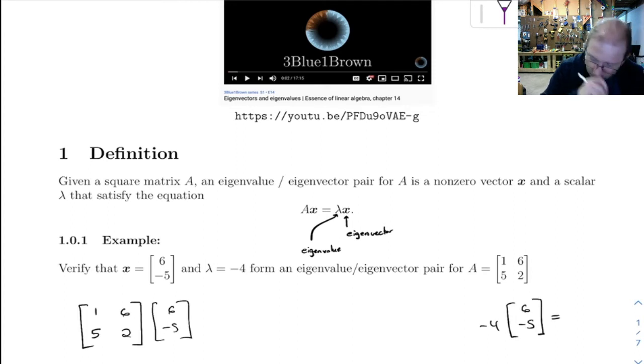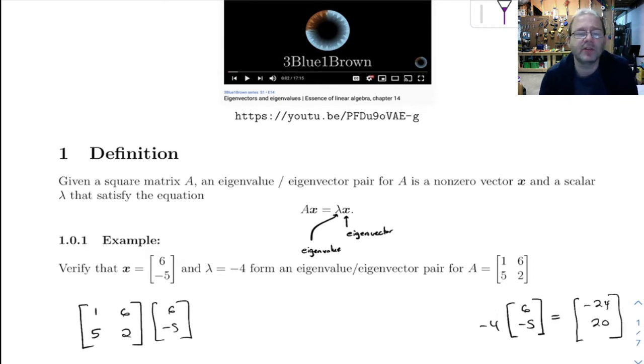One of these is obviously easier to do. If we multiply this out over here, it's just scalar multiplication. So 6 times 4 is 24, 4 times 5 is 20, and so we get that. And this gives us the first reason that eigenvalues and eigenvectors are important. If you have an eigenvalue and an eigenvector, then you can do matrix multiplication by just doing scalar multiplication.